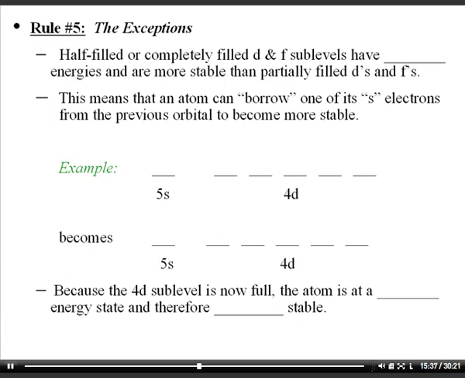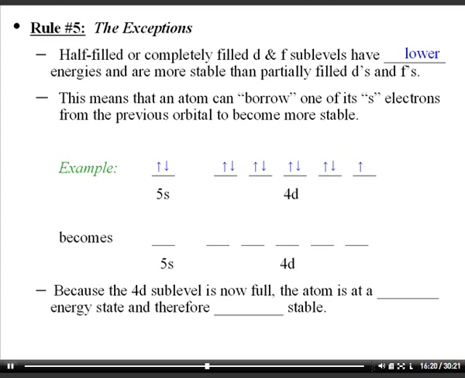Rule number 5 is an exception to where the electrons are going to be placed. A half-filled orbital or a completely filled D or F sublevel, and D and F are the shapes, so the sublevel is the shape. A half-filled or completely filled sublevel actually has lower energy and it's more stable than something that's partially filled, like a partially filled D or a partially filled F. So what happens a lot of times is that an electron actually moves from one orbital to another to make this half-filled or completely filled configuration. And once it moves, it's at a lot lower energy and it's more stable. And atoms like to be at a lower, more stable configuration.